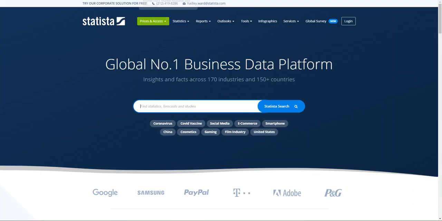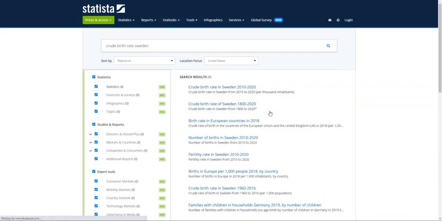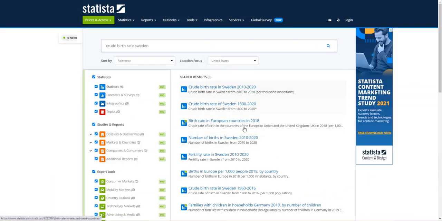And so I just opened Statista and I'm gonna search for the crude birth rate in Sweden, say. So don't pick the same country as me if you're doing this project. Pick something different. And there's a bit of options here. So crude birth rate, I can choose localized data from 2010 to 2020 or 1800 to 2020. I'm gonna go with this one just to see what it looks like for a while.